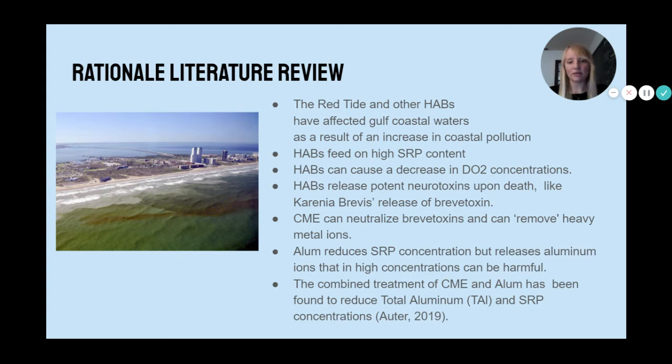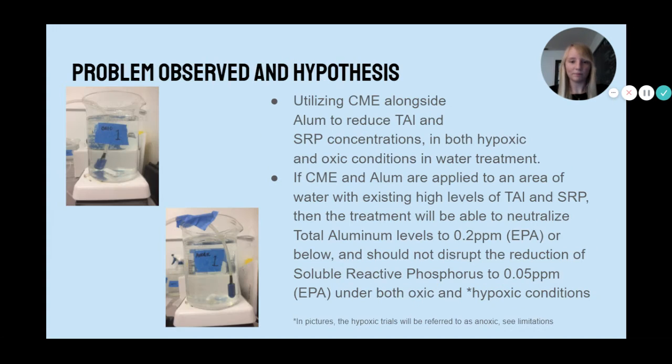In the previous year, the predecessor to this project found that a combined treatment of CME and alum has the capacity to successfully reduce total aluminum, or TAL, and SRP to under their regulated accepted standards in a simulated coastal water setting. This study intends to demonstrate the combination of CME and alum as an effective distribution method for the neurotoxin neutralizer, and will prove to be a successful and cost-effective method of reducing SRP and aluminum ions released from the alum portion of the treatment under both anoxic and oxic water conditions.